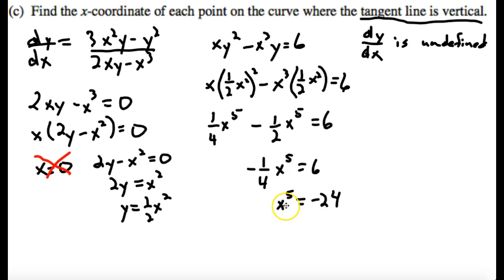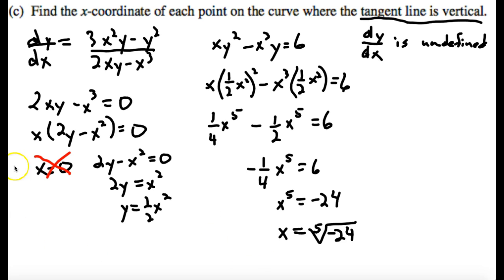Now, since this is an odd power, I can take that root of both sides. I can take the 5th root and end up with x equals the 5th root of negative 24. Okay, and that's my answer. There was only one solution here. There's only one x coordinate because this one did not actually work. That's a tricky part here. You have to recognize that this one doesn't work. It appears that we got two answers, but really we only got one, because when I plug this in, I get 0 equals 6, which is not a true statement.